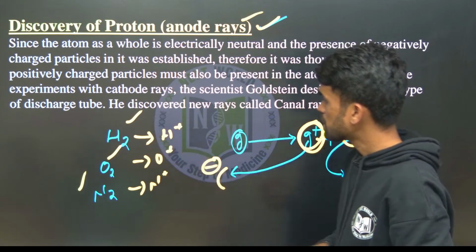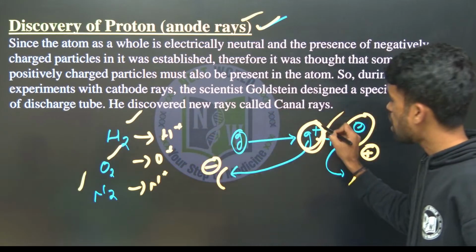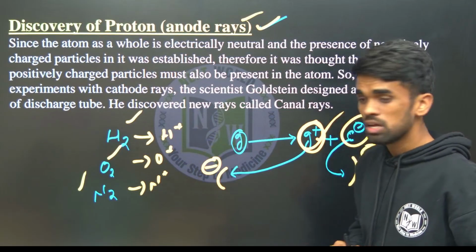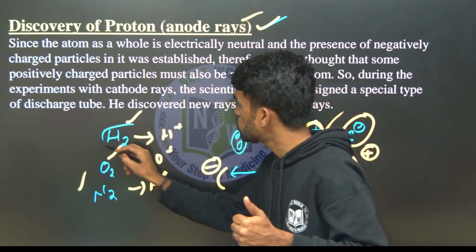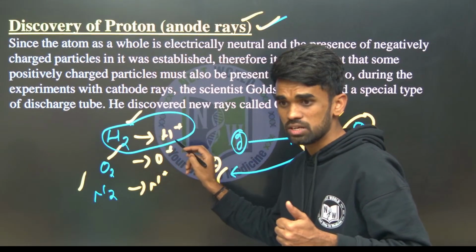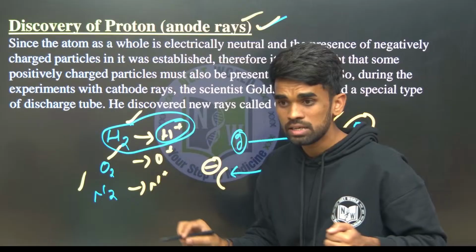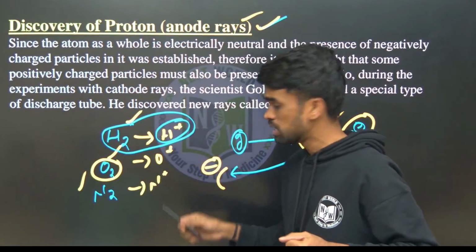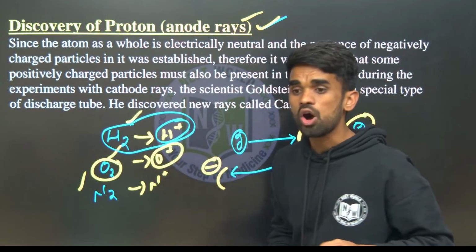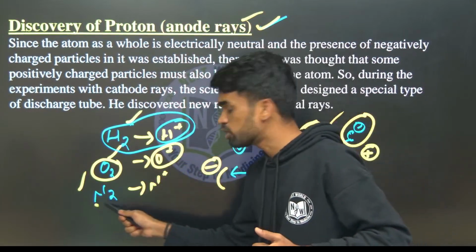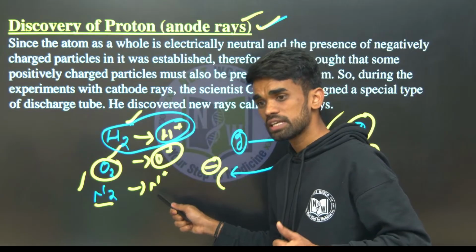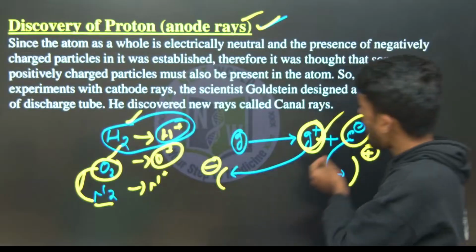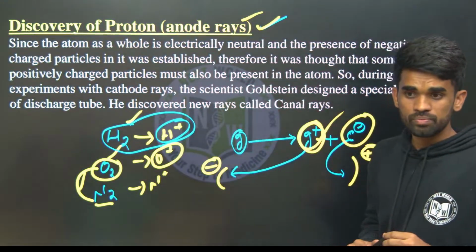Now, can I call all the gas particles protons? No, you should not. Only when you take hydrogen gas do you get H plus. So H plus ions are called protons, whereas for other gases, like oxygen gas, what should you call the gas particle? Oxygen cation. If you take nitrogen, it should be nitrogen cation, like that.